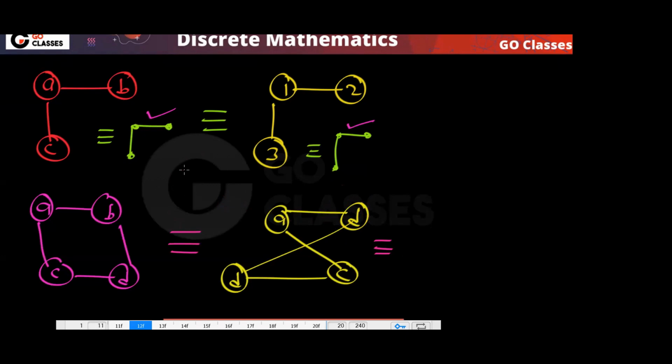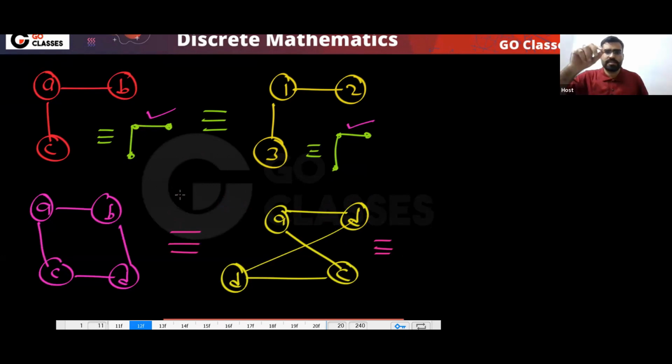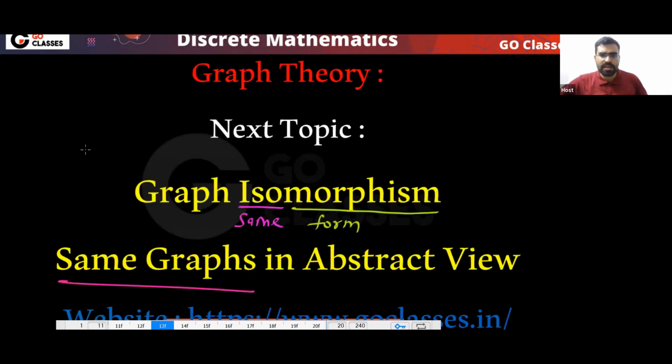If you pull this B, then what will happen? It's like this. You take this B, you pick this B, and you pull it to this side. Then finally, you will get this graph. So yes, these two graphs are also isomorphic. They have the same form. So it is the same graph in abstract view, or I can say they have the same form. Very simple.